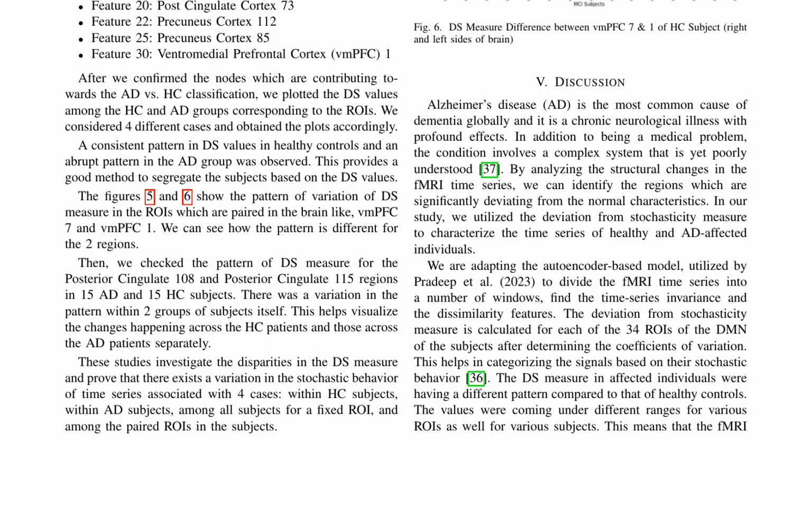The study confirmed the nodes contributing to AD versus HC classification and plotted the DS values among the HC and AD groups corresponding to the ROIs, observing a consistent pattern in DS values in healthy controls and an abrupt pattern in the AD group. The study investigates the disparities in the DS measure, proving that there exists a variation in the stochastic behavior of time series associated with 4 cases: within HC subjects, within AD subjects, among all subjects for a fixed ROI, and among the paired ROIs in the subjects. The results provide a good method to segregate the subjects based on the DS values.